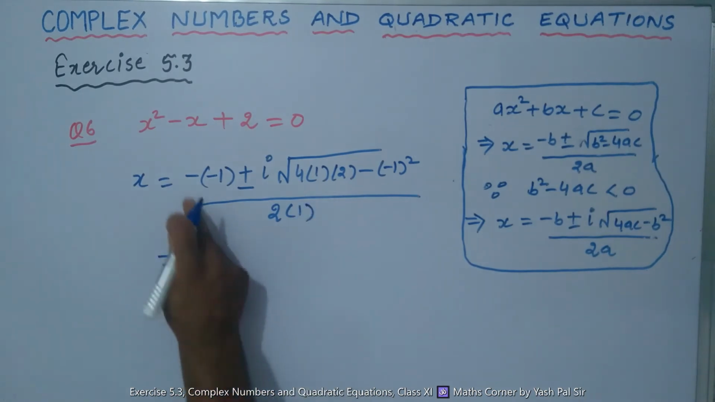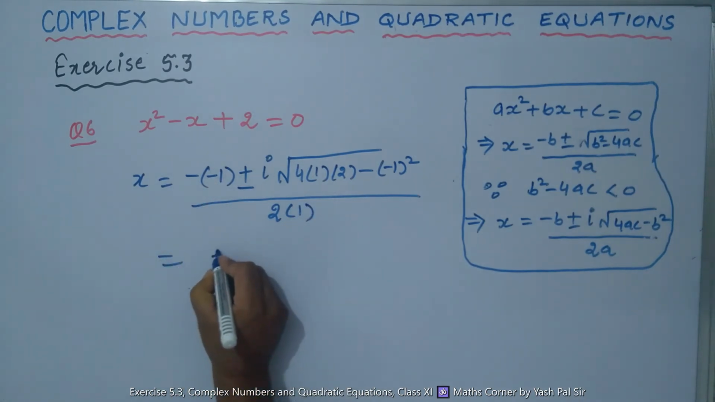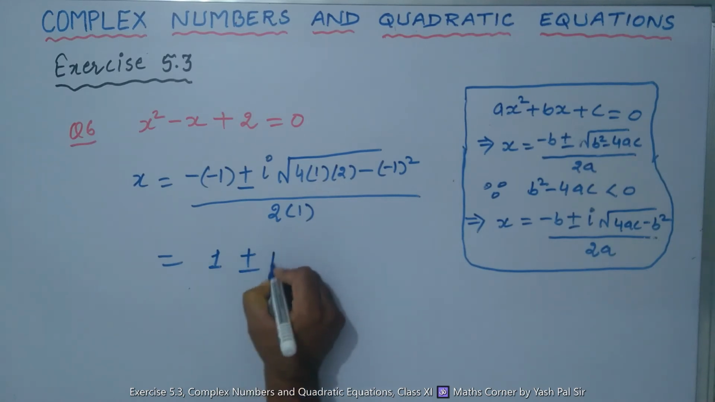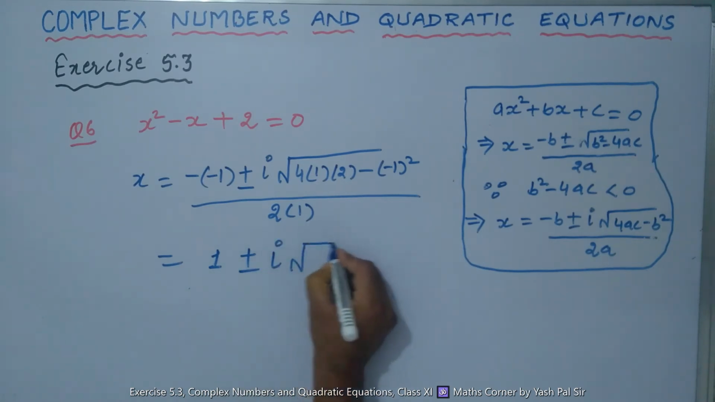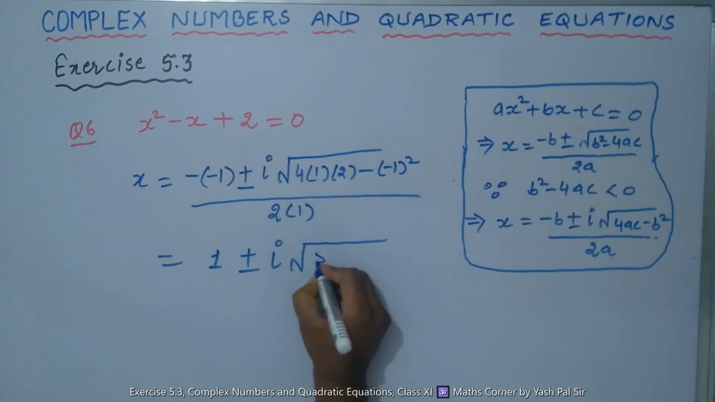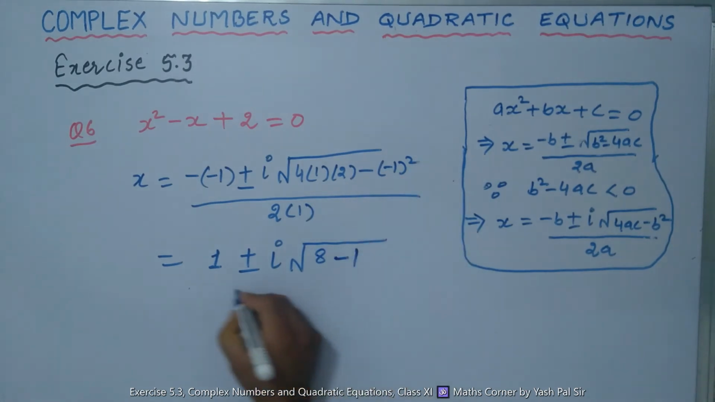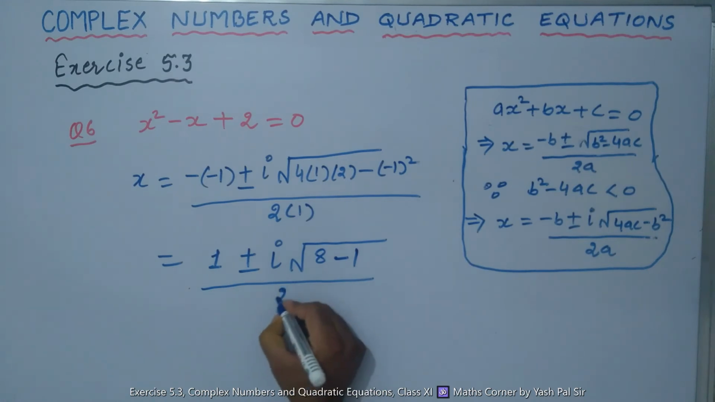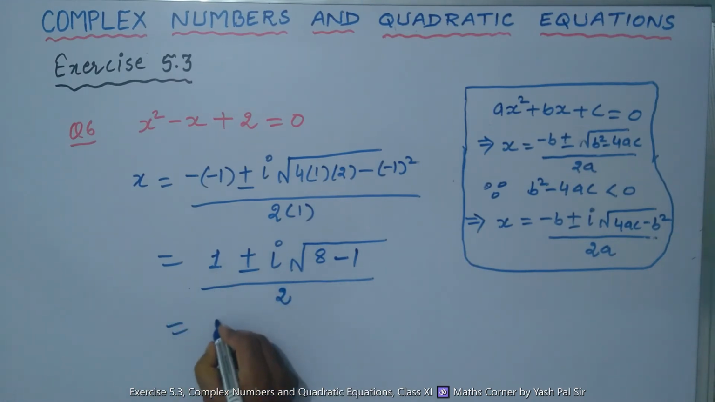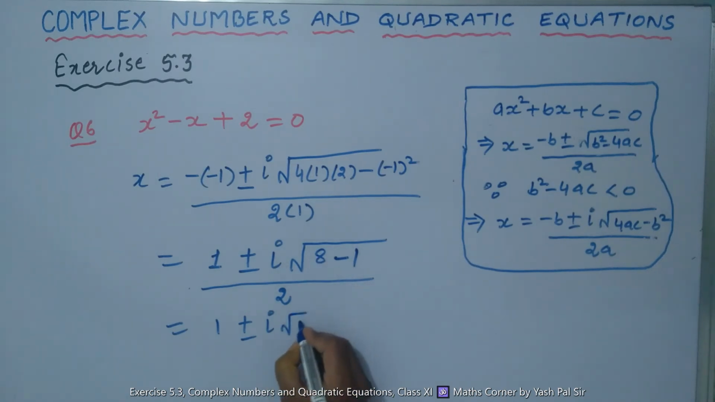So this is equal to minus minus plus 1 plus minus iota square root of 4 into 2, 8, minus minus 1 whole square, plus 1 upon 2. This is equal to 1 plus minus iota square root of 7 upon 2. This is the final answer.